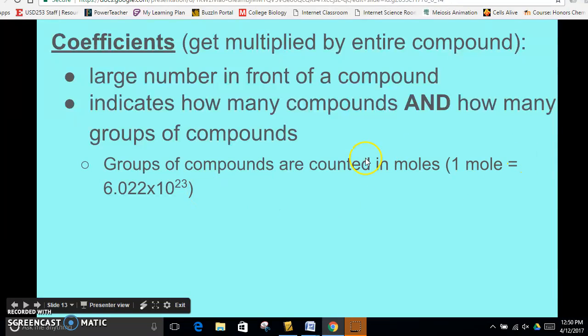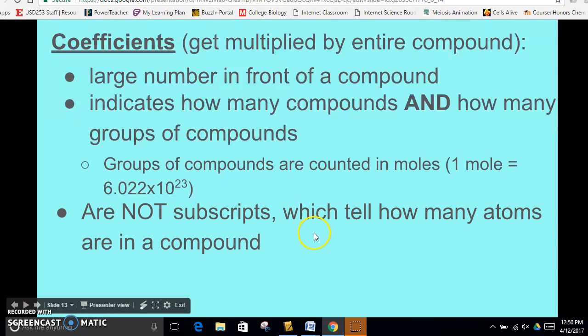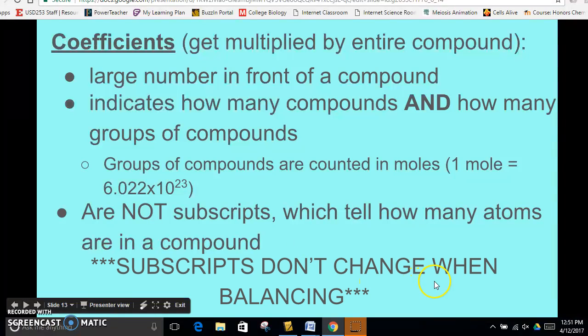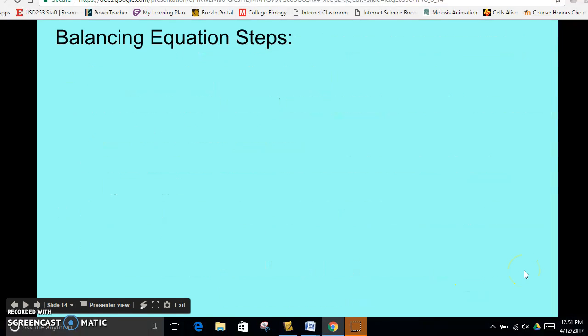This right here is a little foreshadowing for our next unit, our stoichiometry unit, where we're going to take chemical reactions one step further. They are not subscripts, and you need to remember that. The subscripts are the little numbers at the bottom. Those tell you how many atoms are in that compound or how many atoms of each element there are, but not how many of that whole compound that you need. So subscripts don't change when you are balancing. Once you've written the formula, it doesn't change. You're just going to put numbers in front to change the number of atoms.